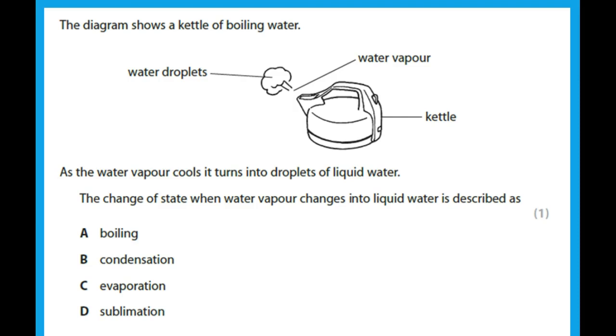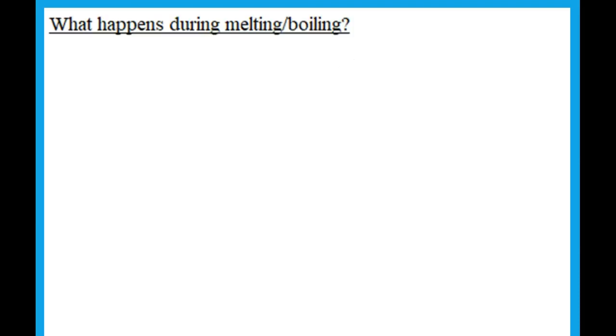Okay? The diagram shows a kettle of boiling water. As the water vapor cools, it turns into droplets of liquid water. The change of state when water vapor changes into liquid is called what? You should realize that it is called condensation. From vapor to liquid, the answer is condensation.